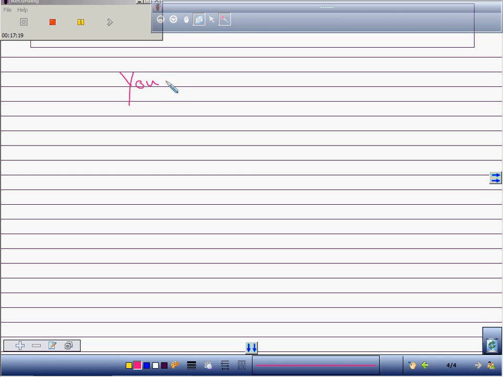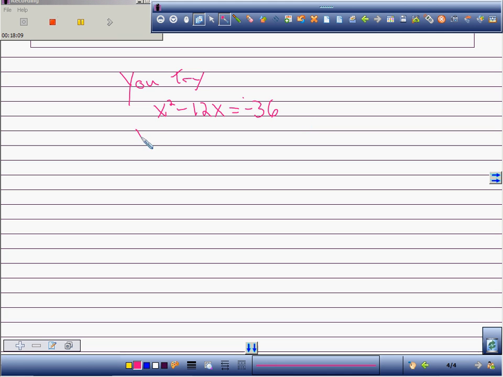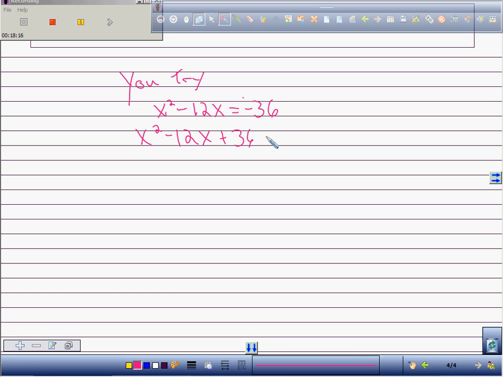X squared minus 12x equals negative 30. What that should be is 12x minus 12x equals negative 36. If you did not get this right, this is what you have to do: x squared minus 12x plus 36 equals 0.